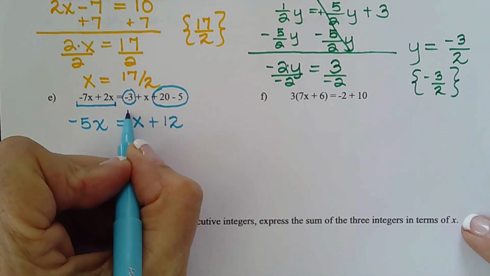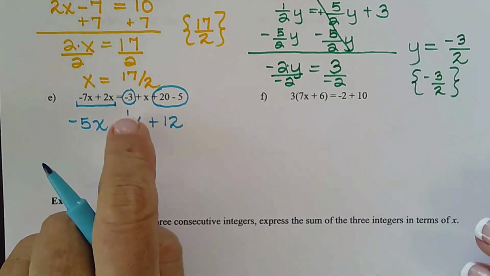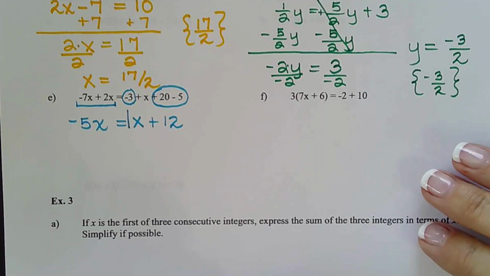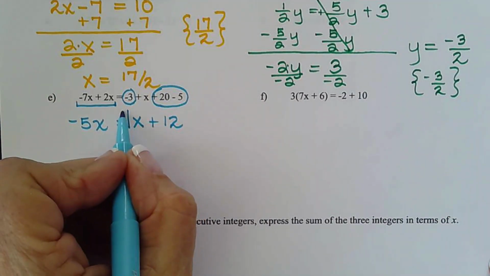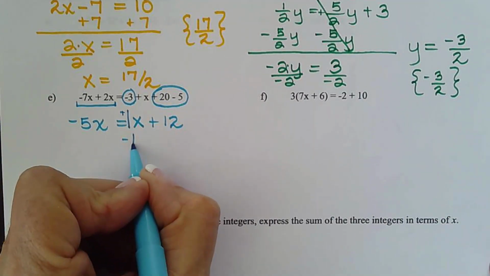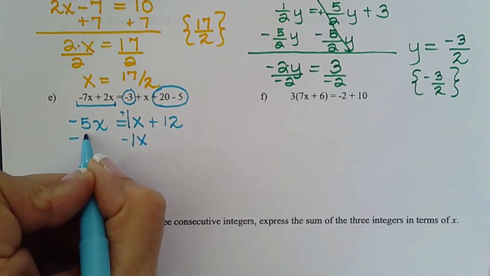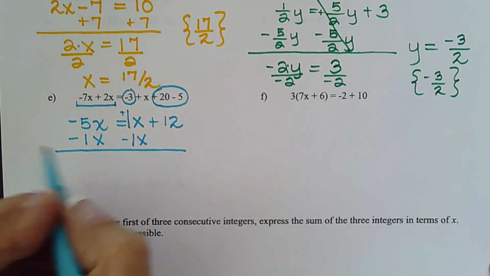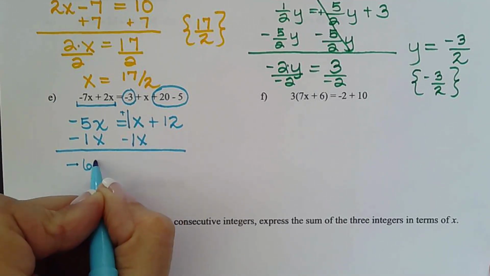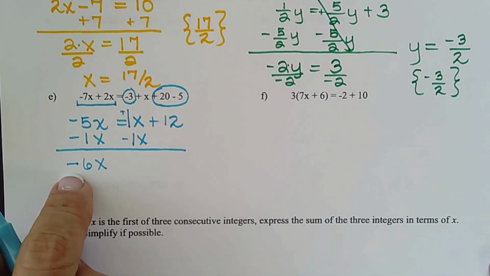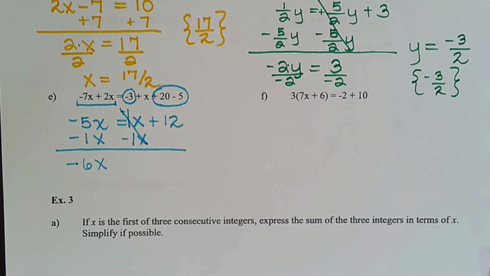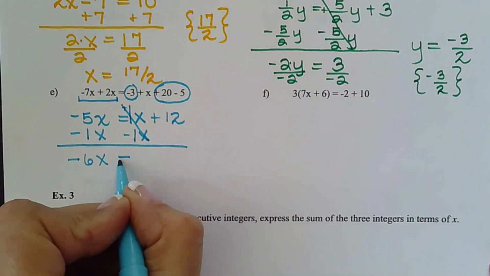So I might want to put a 1 in front of here because I'm going to be bringing it over here, and I need to remember that that's a 1x. So the opposite of positive 1x would be negative 1x. Negative 1x. And that leaves me negative 6x, because when the signs are the same, we add and keep the sign. These cancel. That's the reason we did the opposite. Equals 12.